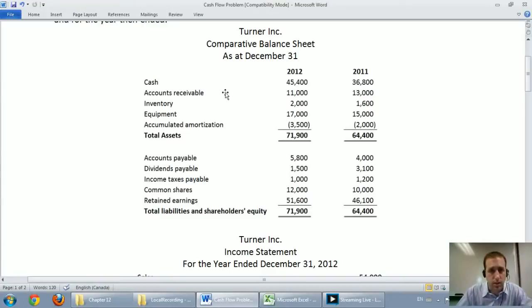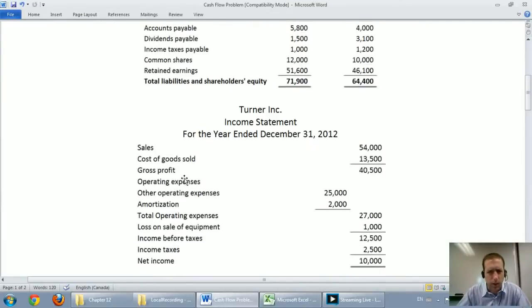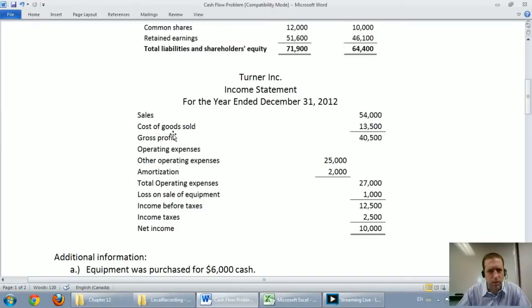So anyway, we see the company has cash, accounts receivable, inventory, equipment, accounts payable, dividends payable, income taxes payable, common shares, and retained earnings. So nothing too crazy there. They've got some weird liabilities. Dividends payable, I know, is going to be a bit of a pain, but other than that, I don't think there's anything for us to worry about. Moving on to the income statement: sales, cost of goods sold, gross profit, some expenses. They sold equipment. That's important for us to know. This is a cash flow statement, of course, so if they sold equipment, they probably had some cash flowing in, and they paid income taxes, and there's their net income of $10,000.